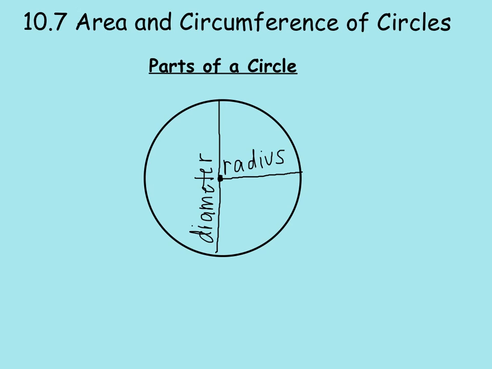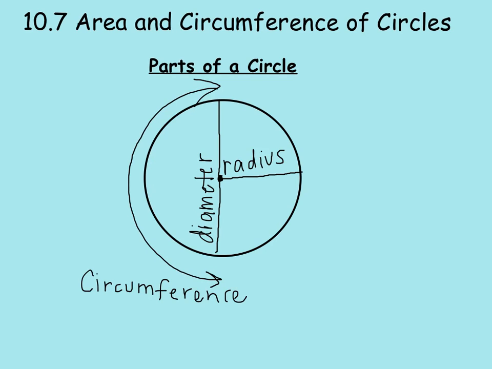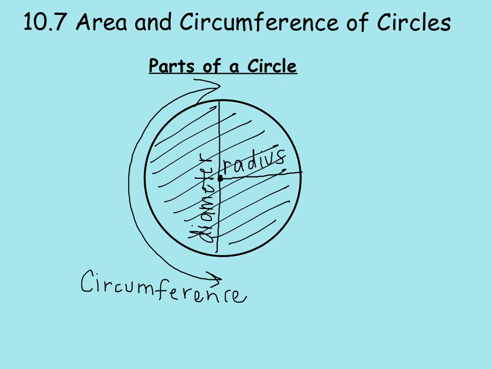Then we have the distance around the circle, and the distance around is called the circumference. Then we also have the inside of the circle, and the inside of shapes we know is called the area.